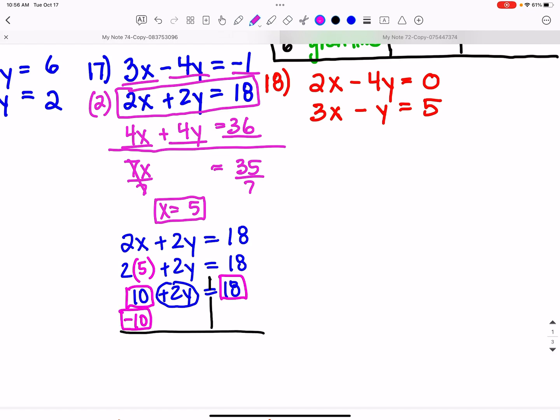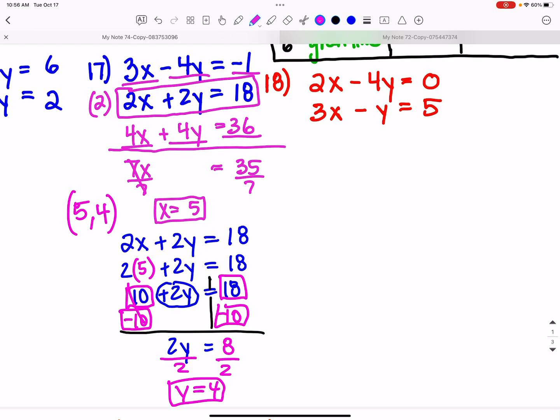-10. -10. 2y's equal 18 minus 10 is 8. Top versus bottom, the 2. And y equals 4. Put them in alphabetical order. X is 5, y is 4. There is no z. And 5, 4 is the answer.